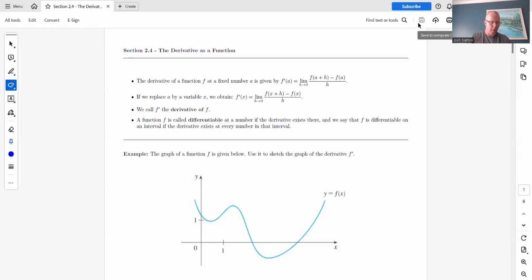All right, so section 2.4. So we're going to be looking more at the derivative, and really for the rest of this course, we're going to be looking at what's called the derivative.